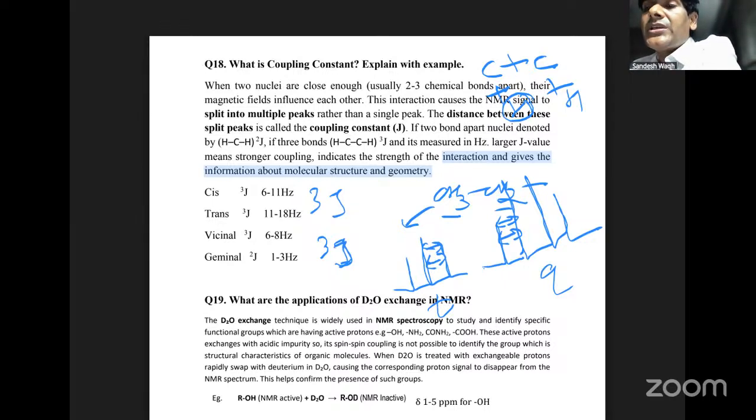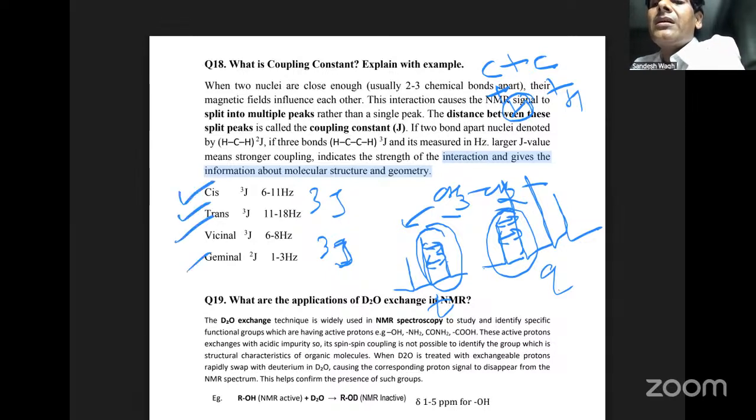Now this is a constant number. If I say 7 hertz for this, it will be exactly 7 hertz. That means this particular triplet and quartet are having a coupling. They attach together. That is what we call the coupling constant, and it is a fixed number. For cis, trans, vicinal, geminal, those numbers are fixed. When we identify equal numbers, we can say these two groups are coupled together.